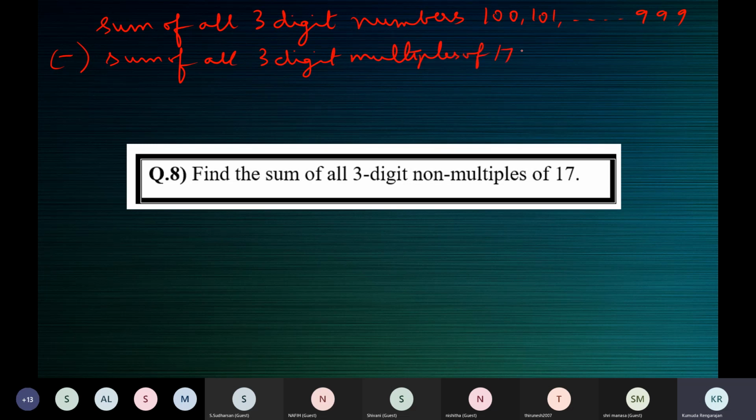So generate the AP. I'm not helping you to generate the AP. You need to generate the AP of all 3-digit multiples of 17. To find the sum, you should first generate the AP. It's not the same AP; this one will be a different AP. Generate the AP of all 3-digit numbers which are multiples of 17 and find their sum.